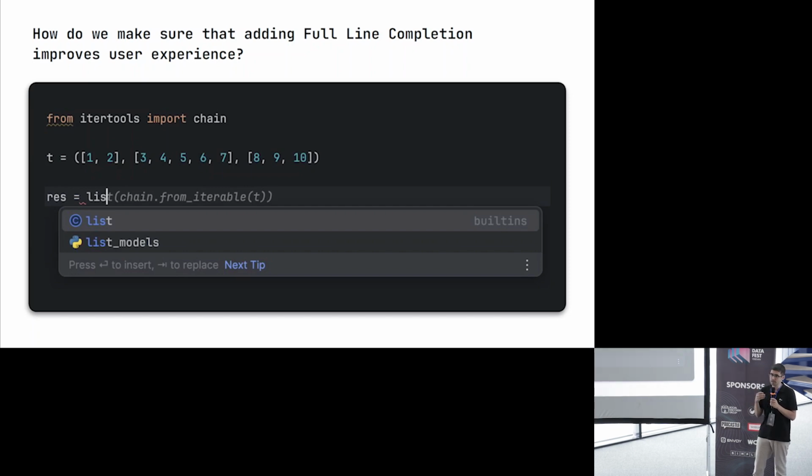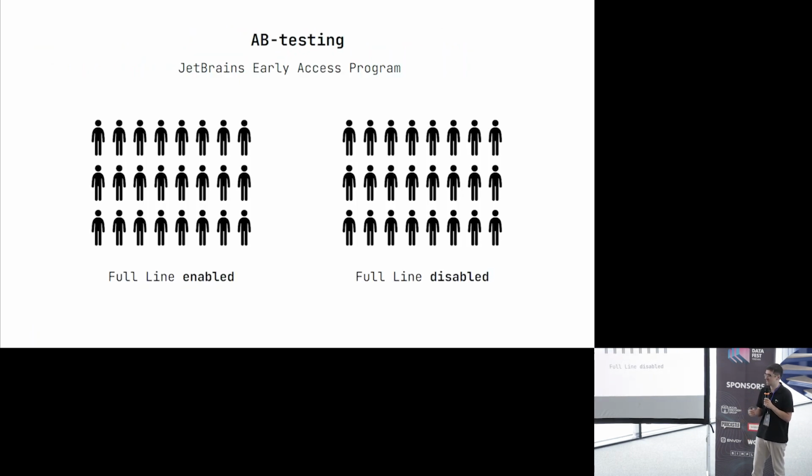To answer this question, we use the industry standard, A/B testing. And for A/B testing, we use something called the JetBrains Early Access Program. The Early Access Program is an opportunity for users to use paid JetBrains products for free, and by doing so, users explicitly agree to be a part of the testing environments of new features. And in this Early Access Program, we have two test groups of users. For the first test group, we enable full-line code completion by default. For the second, we disable it. And by comparing metrics between these test groups, we are able to draw conclusions on whether or not full-line code completion really improves user experience.